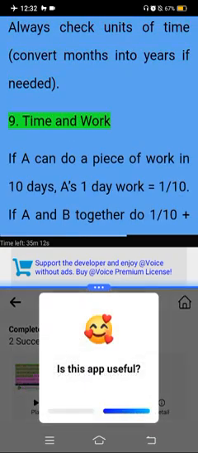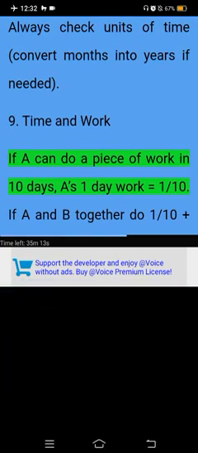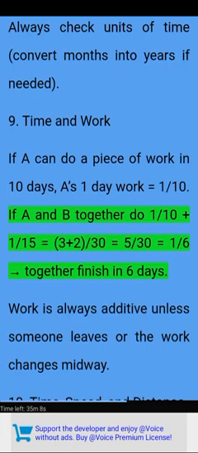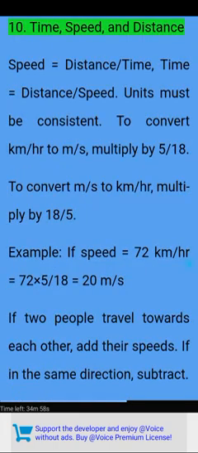9. Time and work. If A can do a piece of work in 10 days, A's 1 day work equals 1/10. If A and B together do 1/10 + 1/15 = (3 + 2)/30 = 5/30 = 1/6 → together they finish in 6 days. Work is always additive unless someone leaves or the work changes midway. 10. Time, speed, and distance. Speed equals distance/time, time equals distance/speed. Units must be consistent.